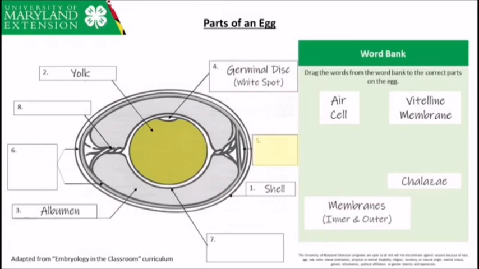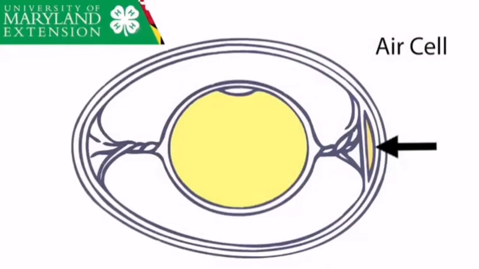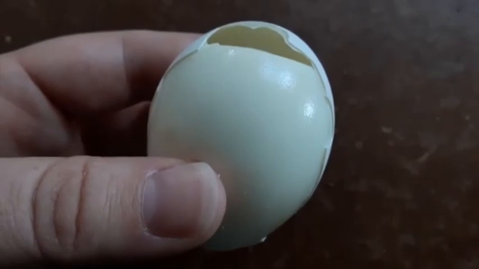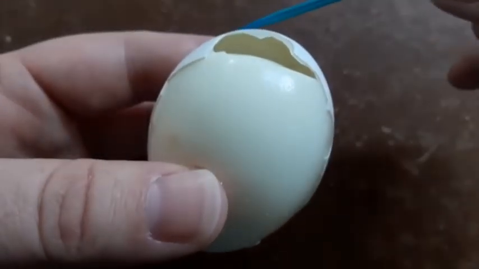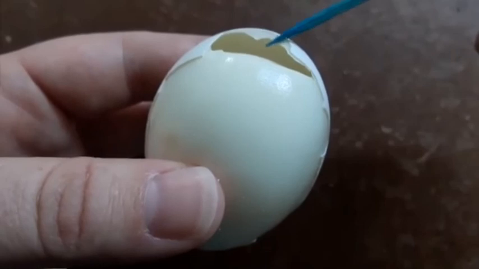Number 5. What part of the egg is this space at the end? Yes, the air cell. Before a chick hatches from an egg, it will poke a hole into the air cell and breathe air for the first time. You may hear the chick peeping inside of the egg after it has poked a hole into the air cell and took its first breath. As you can see with our hard-boiled egg, the air cell is at the very top.